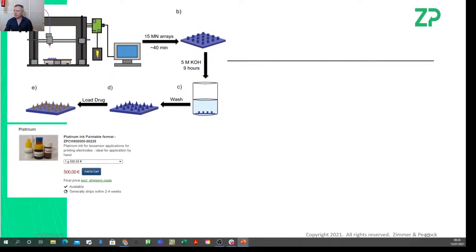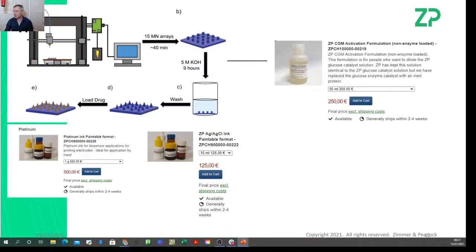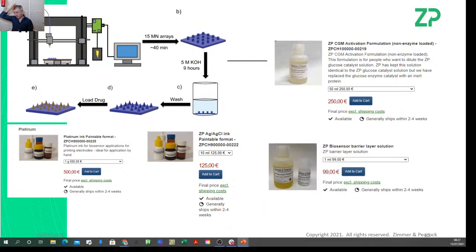If you can 3D print microneedles, then we have paintable platinum inks, so we can metallize it just using a paintbrush. We have silver chloride that's paintable, so we can put the working electrode down in platinum. We can put the reference electrode down using silver chloride. We have activation formulations, so we have the ability to put the enzyme down onto that platinum electrode. And we also have the barrier layer.